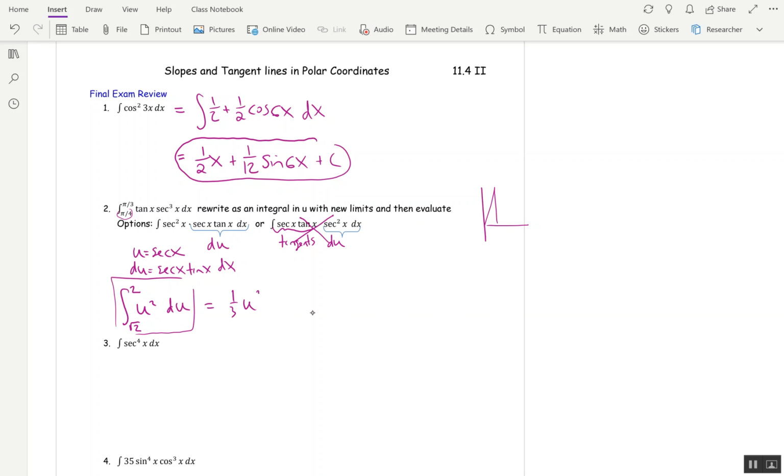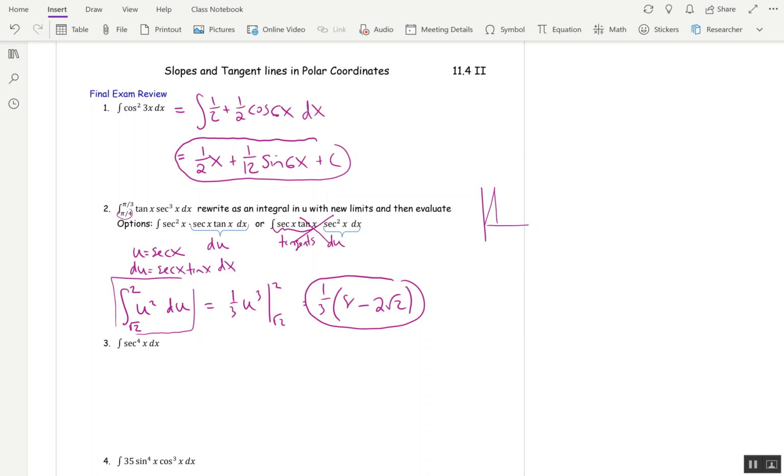1/3 u cubed from root 2 to 2, which is 1/3, and then 2 cubed is 8, and root 2 cubed is 2 root 2. And that's our answer.